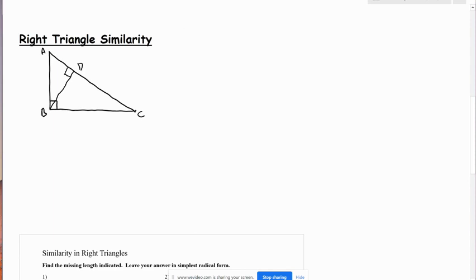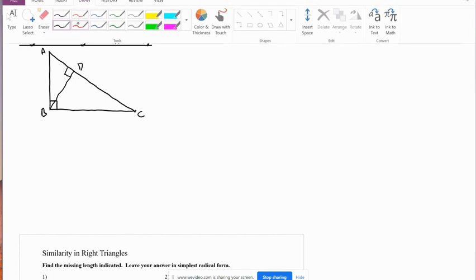What that does when we draw the altitude to the hypotenuse in a right triangle is it divides the triangle up into 3 individual triangles. We have the small triangle on the upper left, we have the medium triangle on the lower right, and then we have the big triangle, the original triangle ABC. So what we're going to show is that those 3 triangles are all similar.